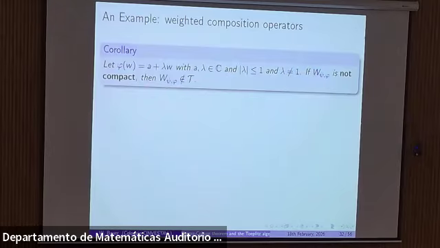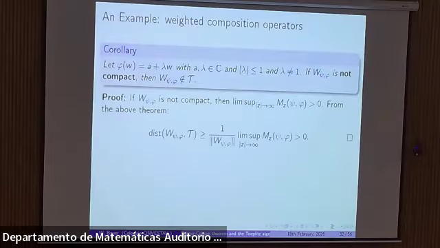So whenever the weighted composition operator is not compact, it's not in the Toeplitz algebra. And if it's compact, it's in the Toeplitz algebra because the Toeplitz algebra contains the compact operators. So typically they're not inside. And the proof just comes from this inequality. So if this is not compact, then this limit is not zero at infinity. And if it's not zero, then we have something positive here. And so we have a positive distance of this operator to the Toeplitz algebra. We can even calculate that. So it is not just not inside, it has even a strict distance.